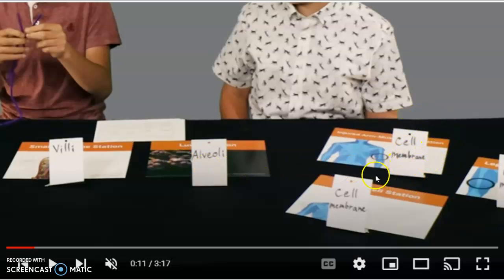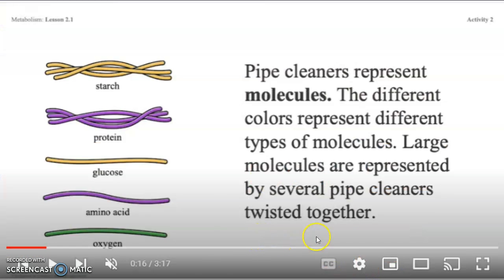The same thing with the cell membrane. You'll have the cell membrane at a couple locations too. Okay, so you're going to have pipe cleaners to represent the different types of molecules. You're going to have yellow ones put together as a group of three to represent one starch molecule. Okay, there are three parts to that starch molecule. You're going to have three purple ones to represent the protein molecule, and you'll have three of those.